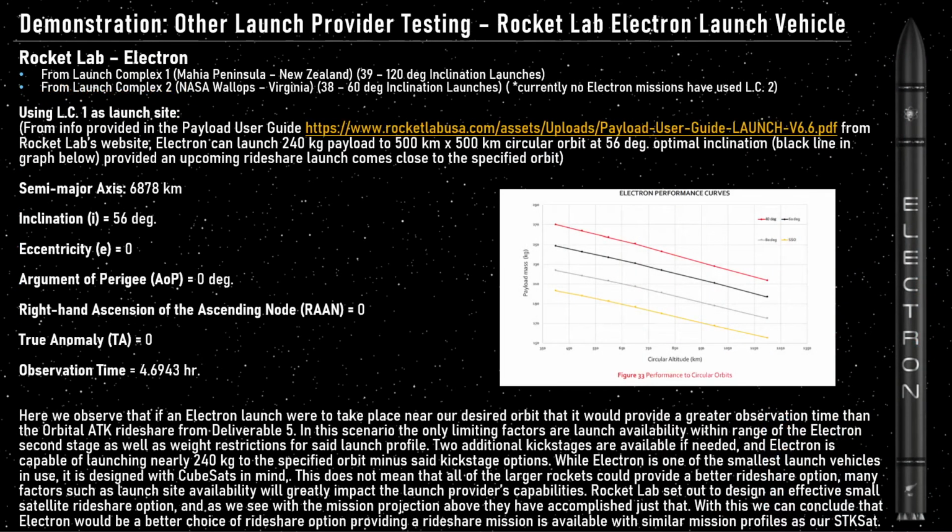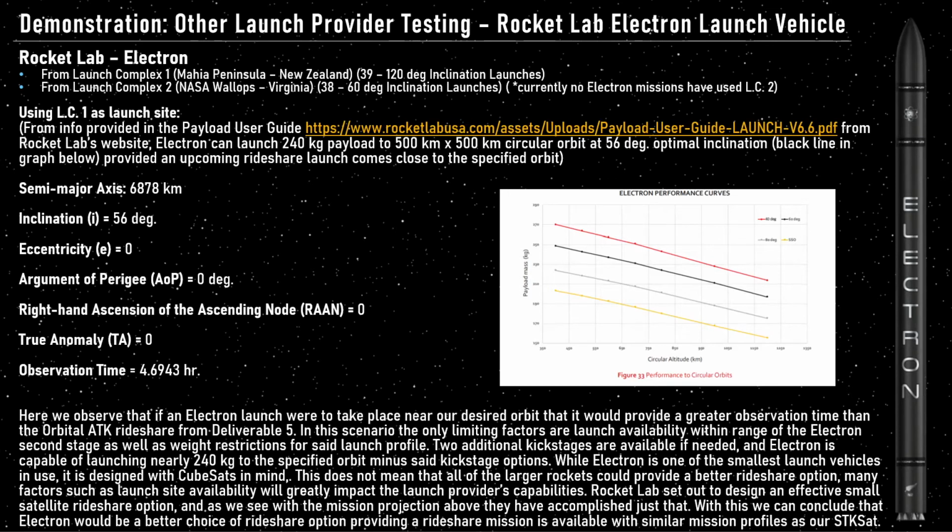To demonstrate this further research, I will test the feasibility of using a rideshare option on a Rocket Lab Electron launch. While their website lists 2 launch complexes as available, I will model a launch from Launch Complex 1 on the Mahia Peninsula in New Zealand. This site can support launches between 39 and 120 degrees of inclination, which covers our 56-degree optimal inclination.